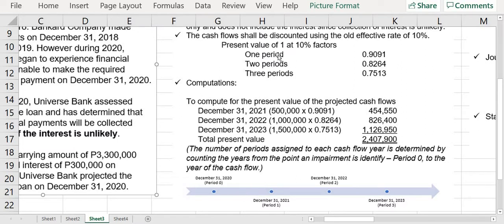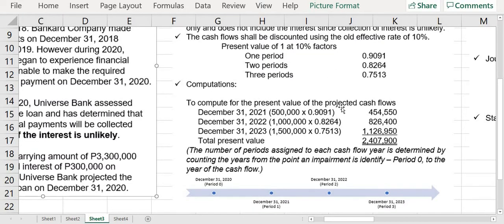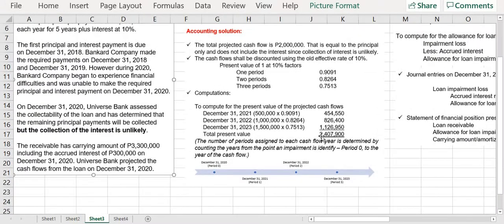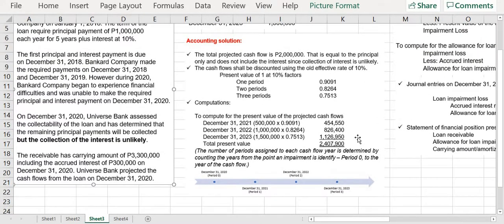So, 1 period yung present value natin dyan. Yan, present value factor natin dyan. From period 0 to the second collection of the principal, which is on December 31, 2022, that's 2 periods naman. And then 3 periods for the third collection and last collection. Okay? So, na-compute na natin yung present value ng cash flows, no? Ayan. So, again, that's 2,407,900.